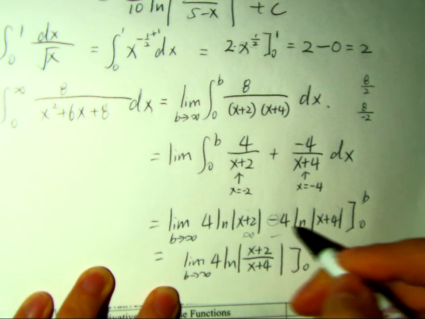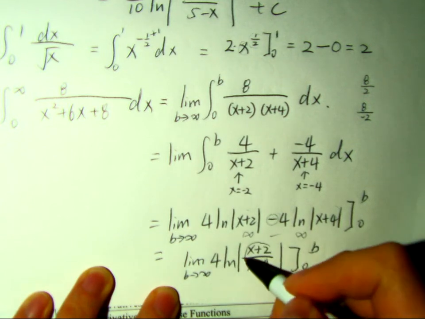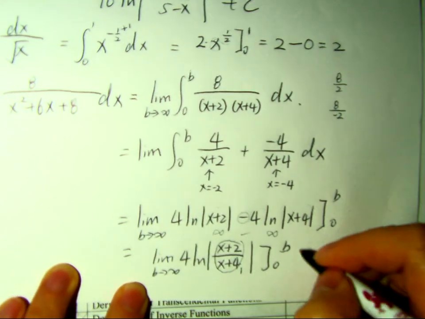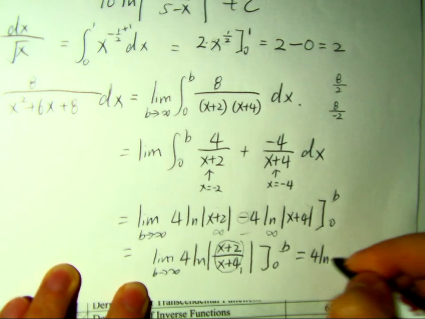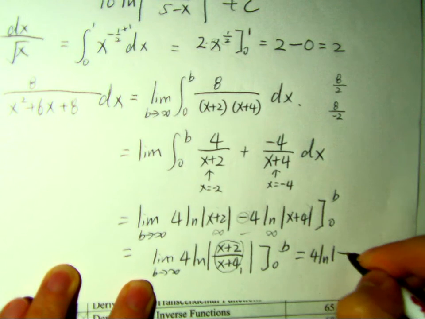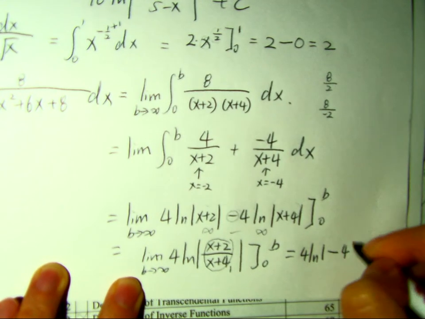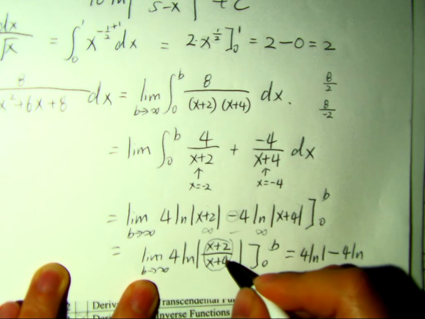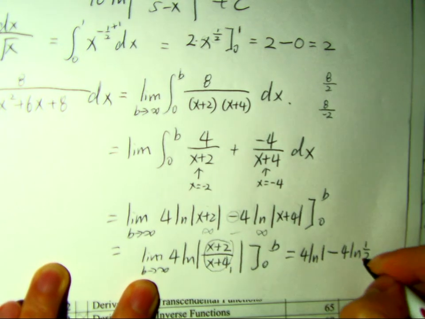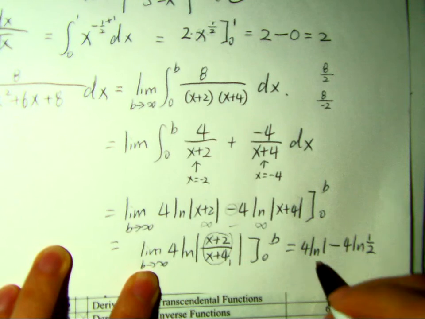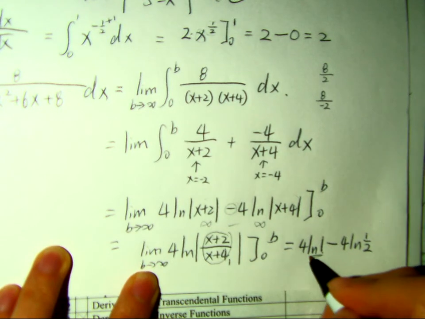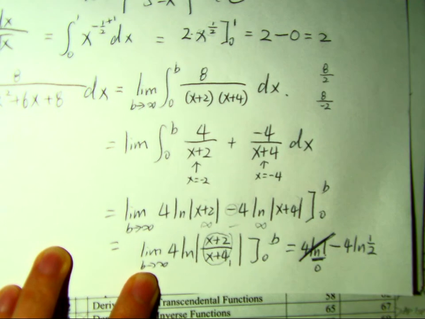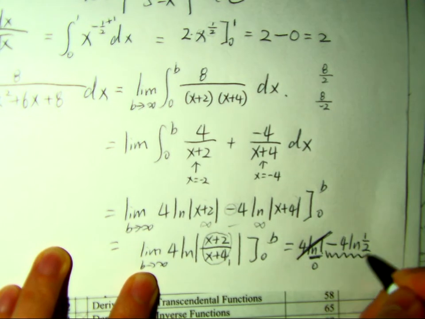When you plug in infinity, this is going to be equal power, and this is going to be 1. So you're going to have 4 times natural log of 1. Subtract the 4 times natural log, when you plug in 0, this will be 2 over 4, which will be natural log of 1/2. And the natural log of 1 is equal to 0, so this whole thing will be gone. The answer will be negative 4 natural log of 1/2.